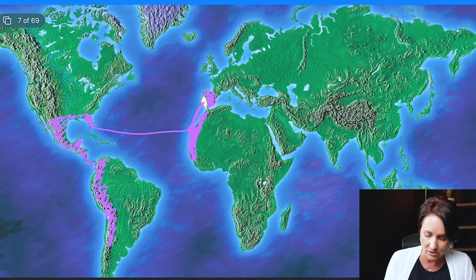Now, this is the Spanish. Purple is Spanish, okay? So they start to colonize this area and start to conquer this area and say, this is our area. We're the Spanish. We came over here. We discovered it. It's ours. Now, there were already people here. Of course, there were Native Americans in North America, Central America, and South America.